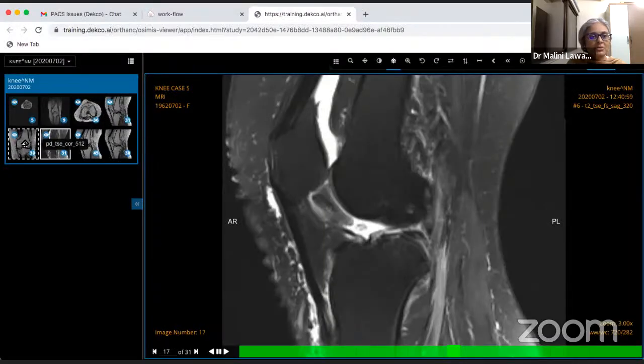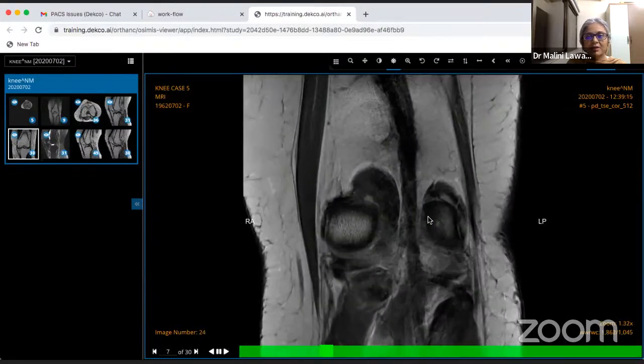Okay, we need to see popliteus and ITB in coronal view. Yes, sure. We'll do that in the next case when we take it up. So let's move to the next case and we'll look at the coronal images in that. Or maybe, okay, in this only, let me just finish that so that I don't forget.